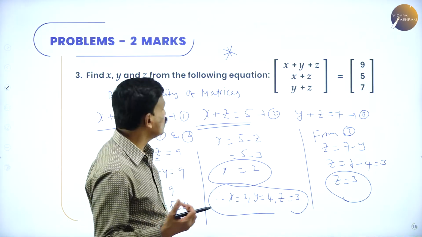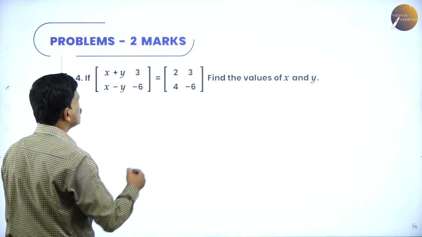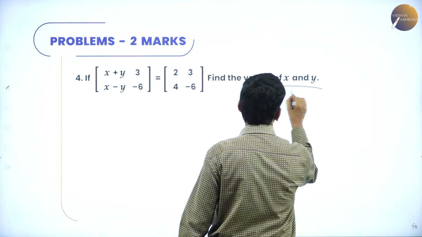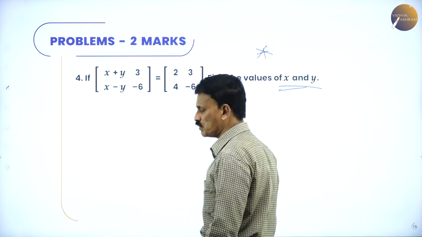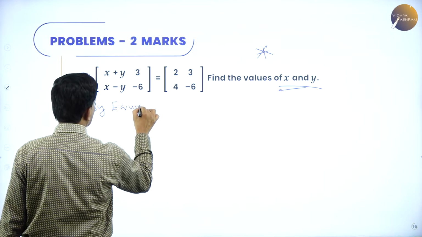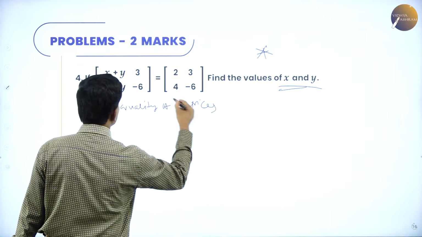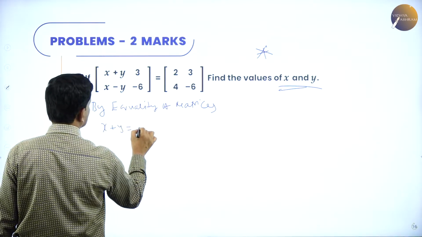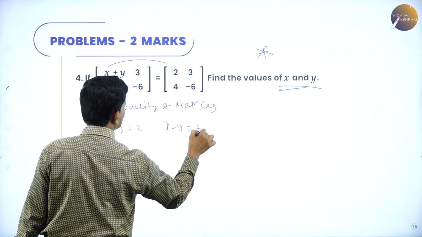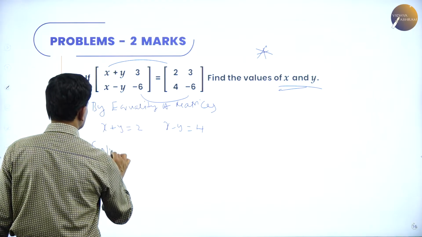Let's come to the next problem. What is given? If the matrix x plus y, 3; x minus y, minus 6 is equal to 2, 3; 4, minus 6, find the values of x and y. This is also a very important type of question for 2 marks. Again, by equality of matrices, x plus y is equal to 2 and 3 equals 3, and x minus y is equal to 4 and minus 6 equals minus 6. Now let us solve these two.